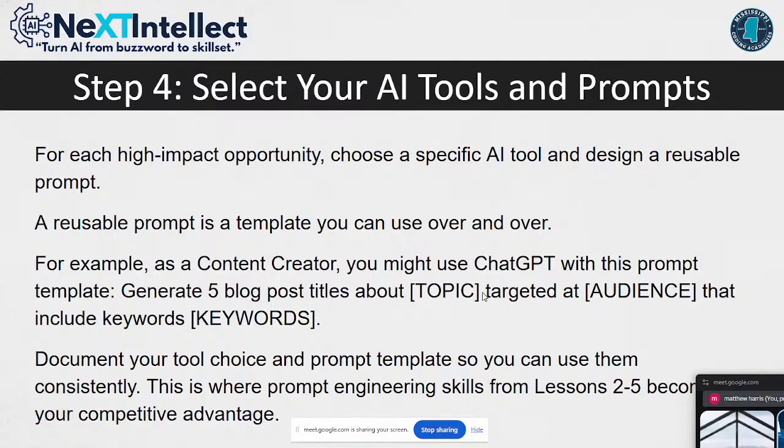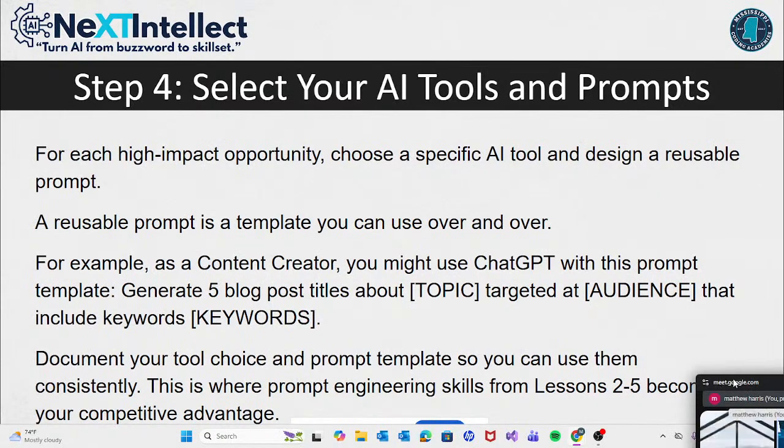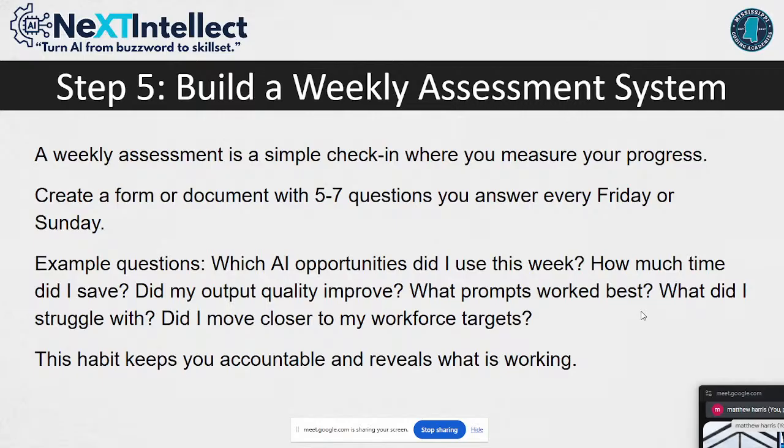Then document the tool choice that you chose for this. So if you used, say, Gemini, okay, you have your template that you could use. That way it's in this place where you're saving on your AIU strategy, where you would have, oh, if I'm doing this task, this is the template I had, and I used it in this one. It was in chat, so you'll know where to go back, and it has that knowledge of conversations you already had before with similar tasks. This is where prompt engineering skills from lessons 2 through 5 become your competitive advantage.